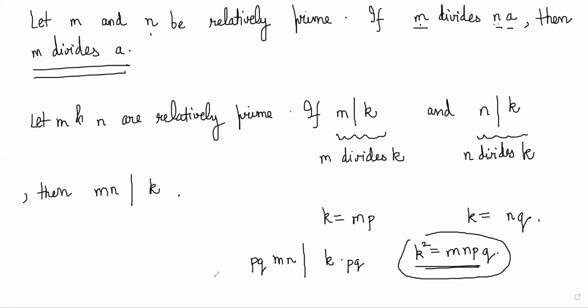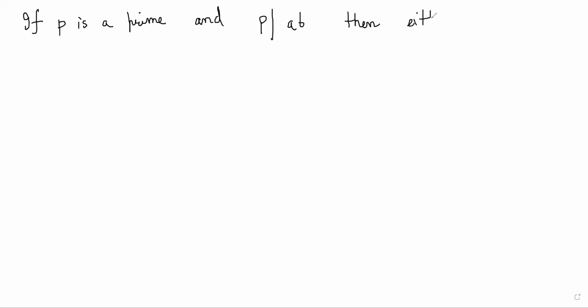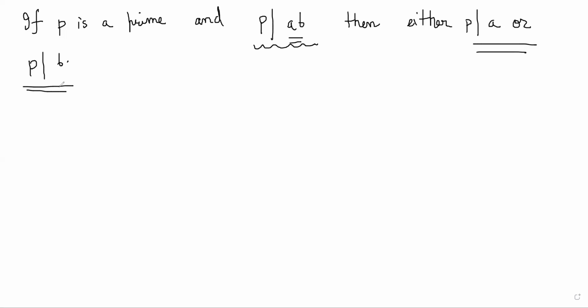Another property that we'll look at is: if P is a prime, and P divides AB, then either P divides A or P divides B. Again, if P divides AB, then P is a factor of A or B, either A or B. So that is what the statement is actually conveying, right?